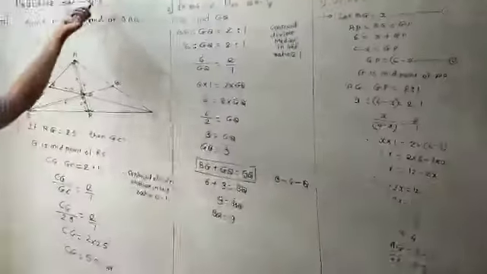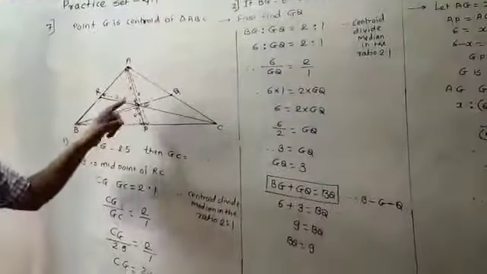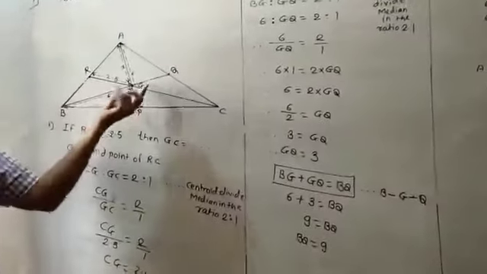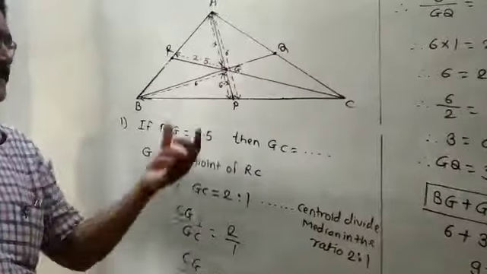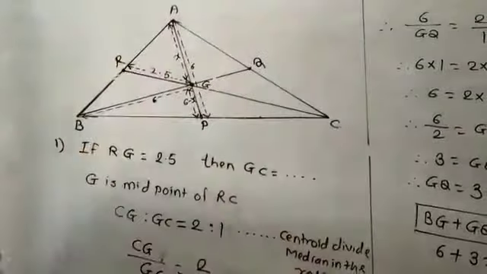Set 4.1, last example 7. Point G is the centroid of triangle ABC. G is the centroid of triangle ABC, which means G is the point of concurrence of all the three medians of triangle ABC.